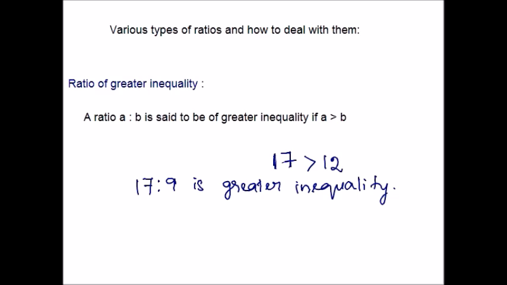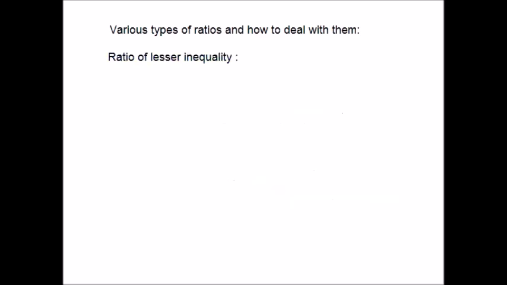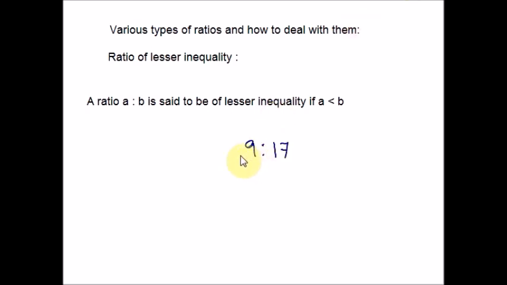Now let us move on to the next type, ratio of lesser inequality. This type is quite opposite to the previous type. The ratio A is to B is said to be of lesser inequality if the first number A is lesser than B. I'll just write the definition on the board. I can take the reverse of the previous example. Previously I took 17:9, but here I'm going to take 9:17. Please note that the first number 9 is lesser than 17, or you can say that 17 is greater than 9. So this is a ratio of lesser inequality.